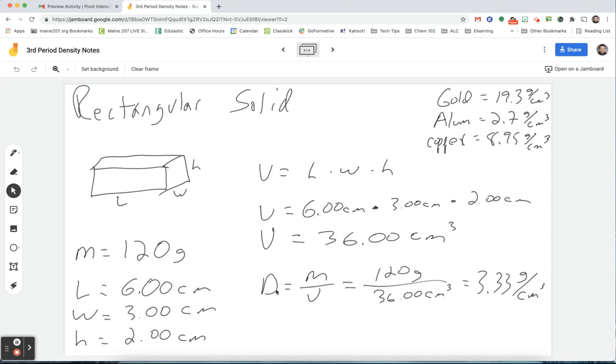Now, to figure out the density of this object, we take its mass, the 120 grams, divided by the calculated volume, 36 cubic centimeters, and we wind up with 3.33 grams per cubic centimeter. We're trying to identify it. And let's say these are the three possibilities of what this object is. Gold with a density of 19.3, aluminum with a density of 2.7, and copper with a density of 8.95 grams per cubic centimeter.